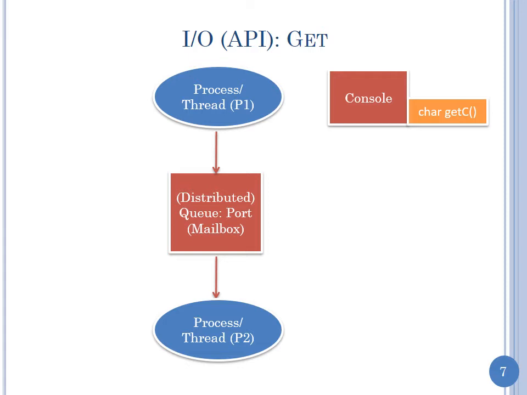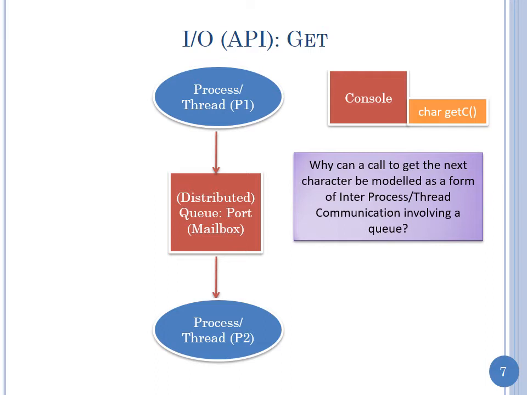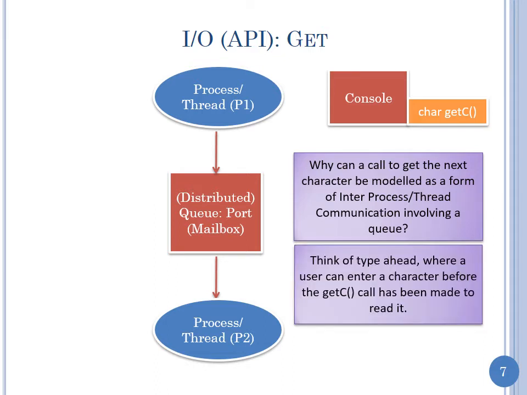Okay, so let's focus on getC. Why is getC really similar to communication through a port? And by a port, again, we mean a queue. Okay. So what's the queue involved in getC? If there is a queue involved, then yes, we can say that it's related to a port. And here's a hint. When you do a getC, you can get characters that are typed subsequently, or they might be typed ahead, where the user has already typed the characters before the process got a chance to do getC, and getC will consume those typed-ahead characters. Okay, so that's going to be my question.